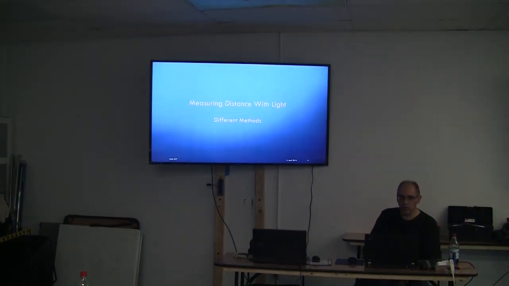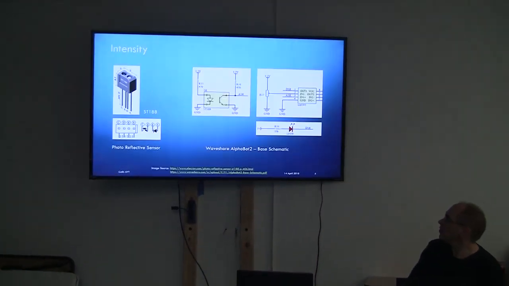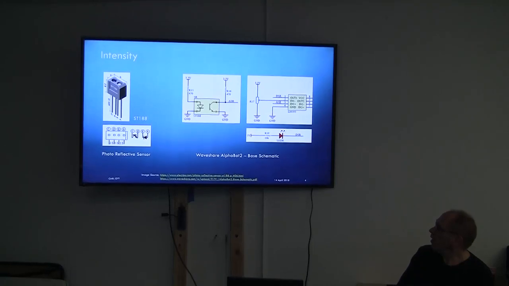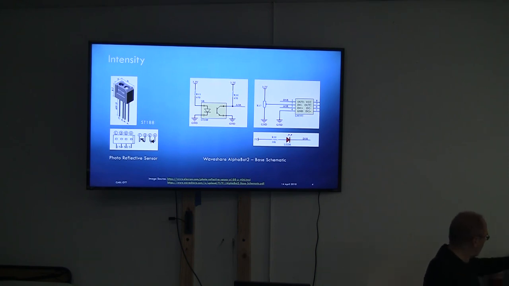So I'll go through what I've got, and then Doug has some pretty specific examples, and we'll talk through those. So let's talk about some of the different ways you can measure distance with light. The first would be simple intensity.